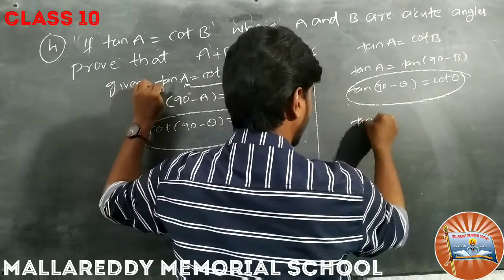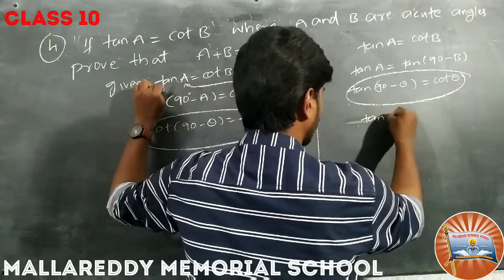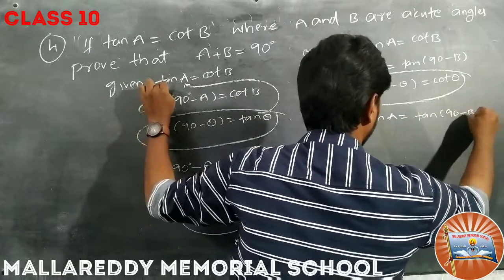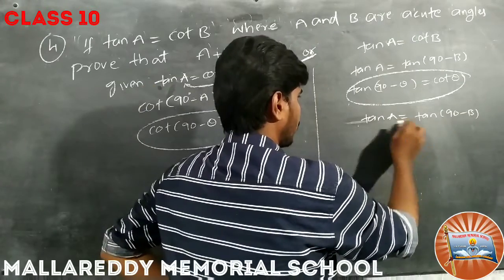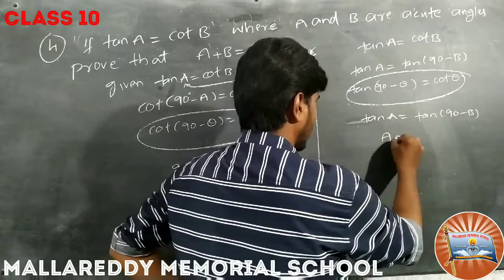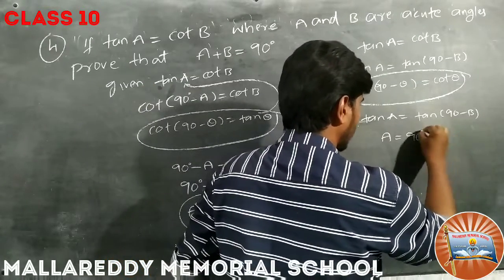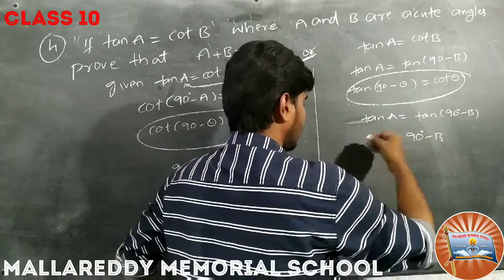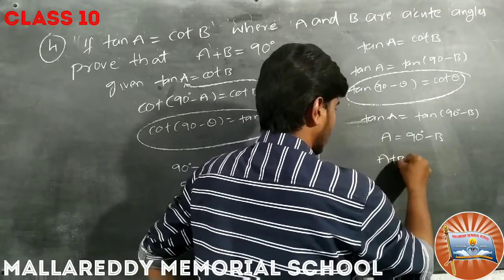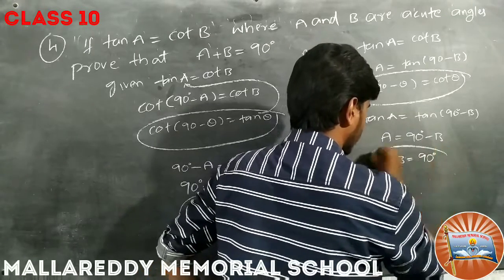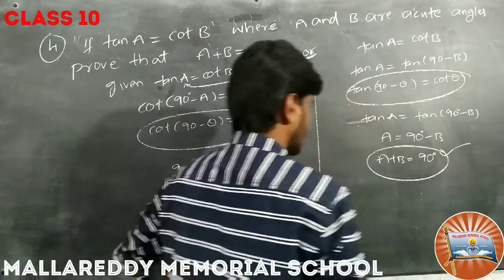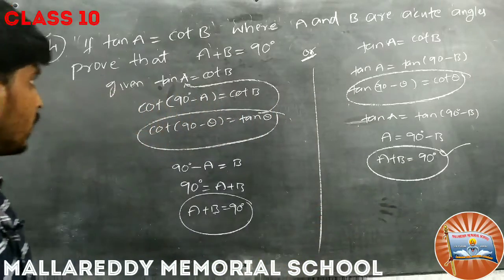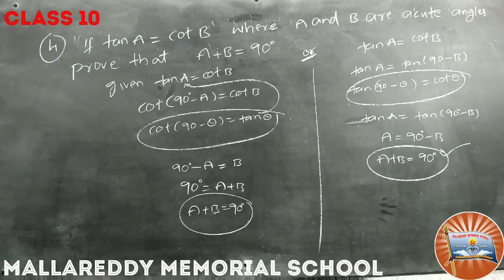So tan A equals tan 90 minus B. Removing tan on both sides, A equals 90 minus B. Okay, so bring this minus B to the LHS, and it becomes A plus B equals 90 degrees. This is our required answer to prove. So I have proved this. Right, this is problem number 4.